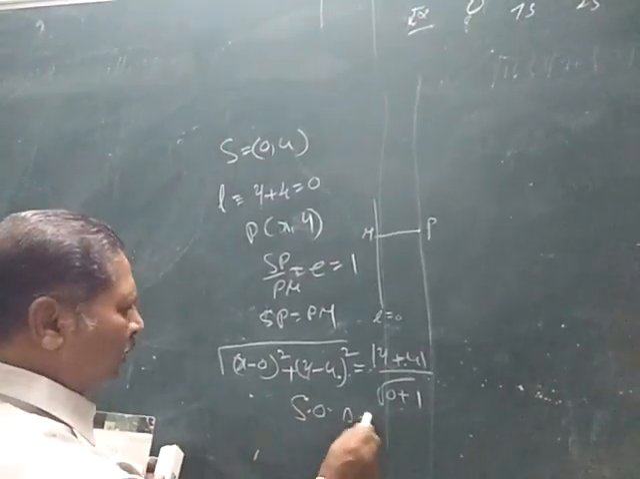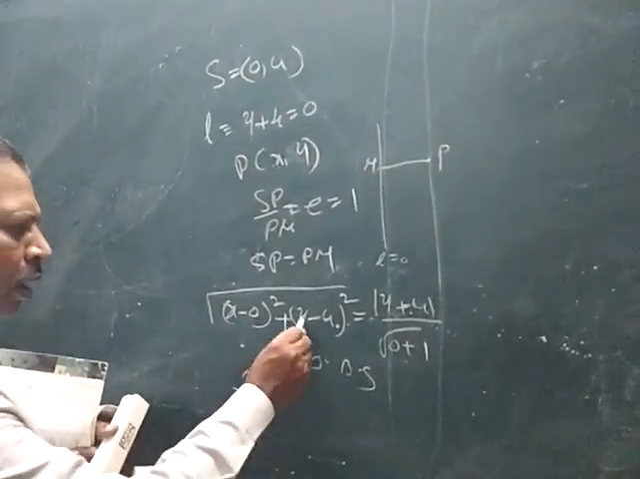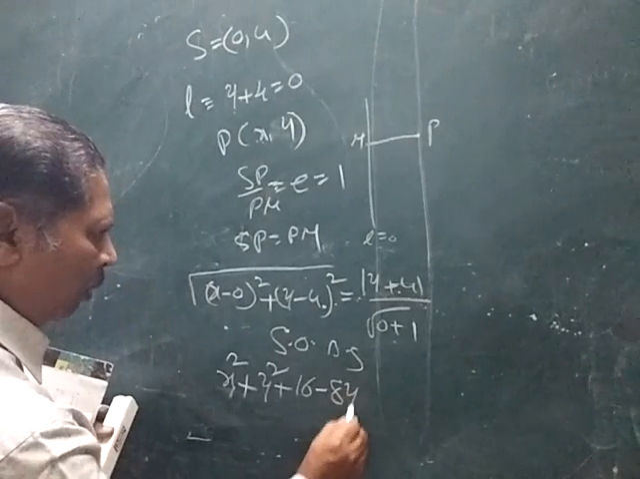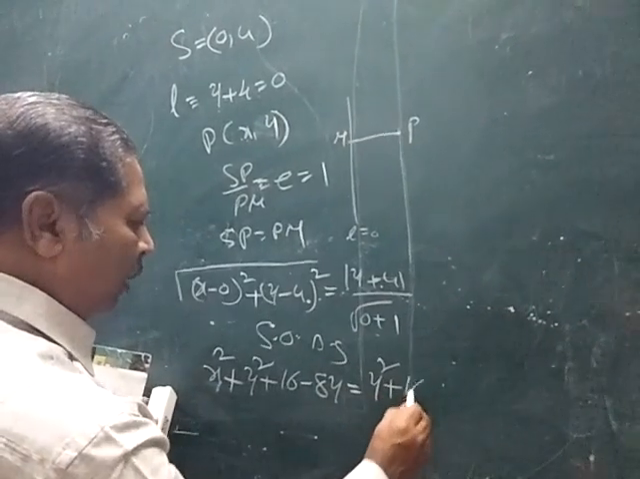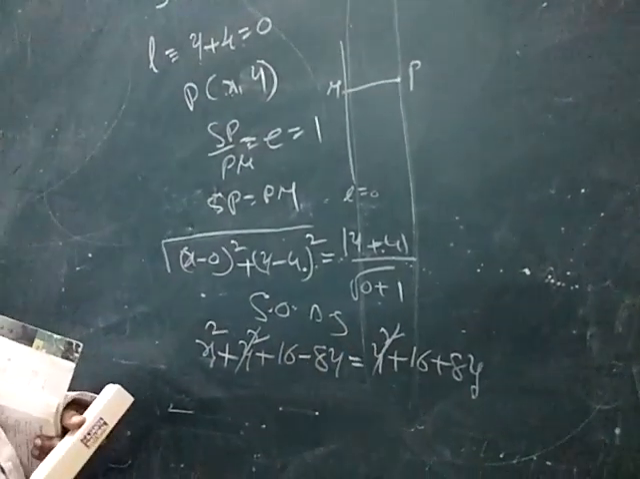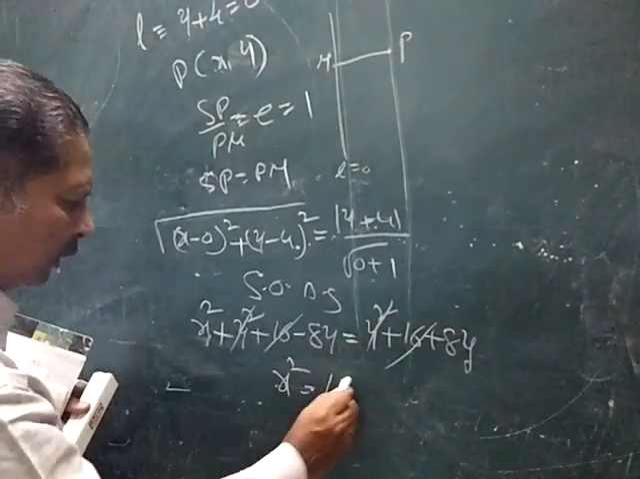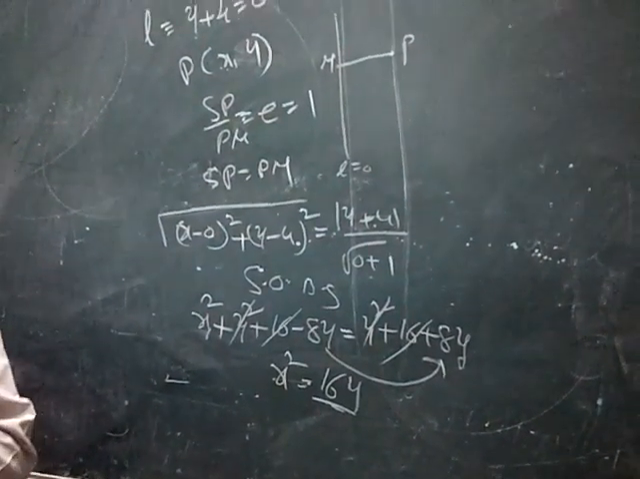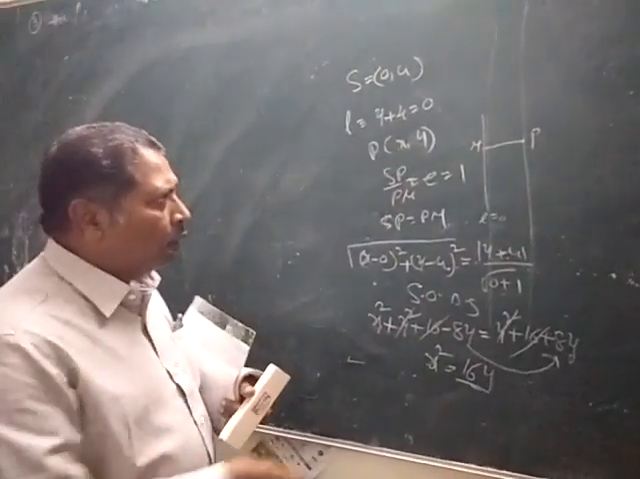Squaring on both sides, the root and square cancel. x² + (y - 4)², using (a - b)² = a² + b² - 2ab, equals (y + 4)², which is y² + 16 + 8y. The y² cancels, the 16 cancels. So x² = 8y + 8y, which is 16y. Otherwise, listen.